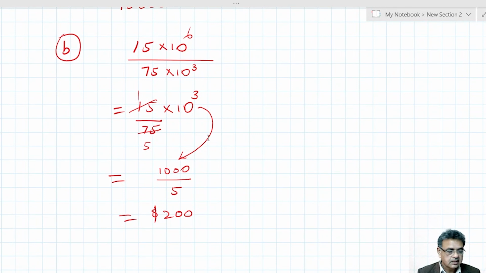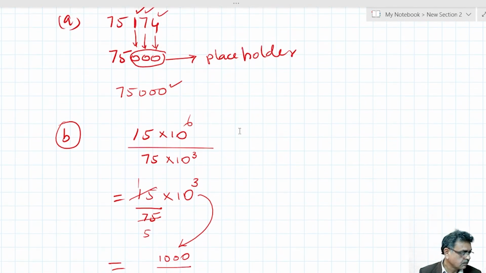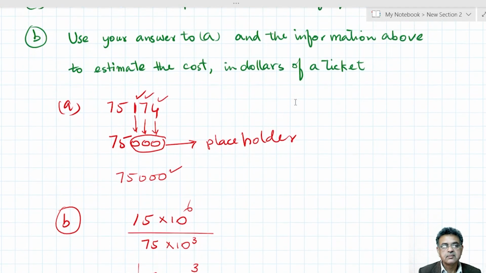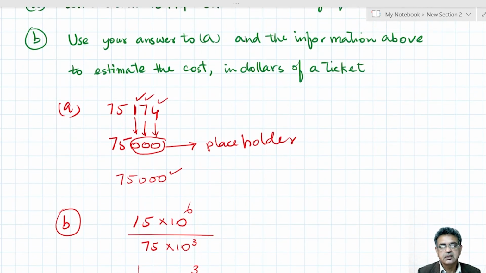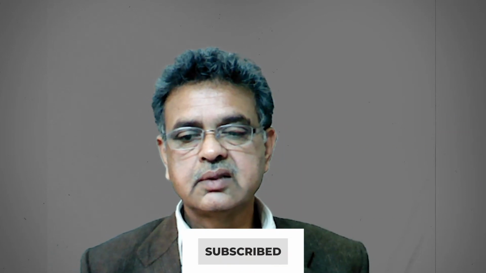So that is the topic of estimation. This is the way you have to estimate different values. There is nothing complicated in it. So find more questions from past papers and just practice them. I think you will cover the topic.